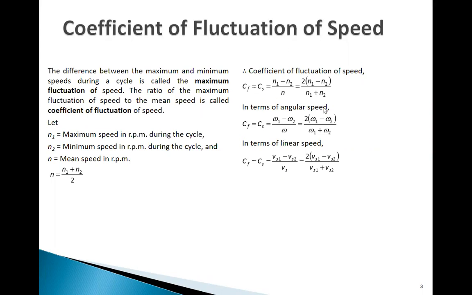In terms of angular speed, C sub F is equal to C sub S equal to (ω1 - ω2) over ω, which is equal to 2 times (ω1 - ω2) over (ω1 + ω2). In terms of linear speed, this is equal to (V sub S1 - V sub S2) over V sub S, or 2 times (V sub S1 - V sub S2) over (V sub S1 + V sub S2). Take note, sa paris, ang subscript na S is in seconds, so feet per second. Pag F, okay, pwede rin ito in feet per minute.